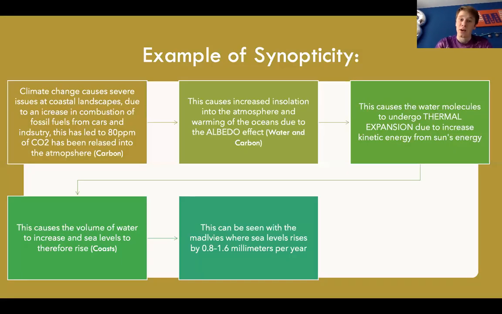Here's just a brief example of what I've said for synopticity. This is based off a link between climate change, carbon, and coastal systems and landscapes. So climate change causes severe issues at coastal landscapes. I've assessed, so I've said what I think is happening. Due to an increase in combustion of fossil fuels from cars and industry, this has led to 80 parts per million of CO2 being released into the atmosphere. So I've led to carbon. That has caused increased insolation into the atmosphere and warming of the oceans due to the albedo effect. That's the one that you should know, which is the reflectiveness and the level of water versus ice, how much insolation is actually stored in water or ice due to the colour of the surface.